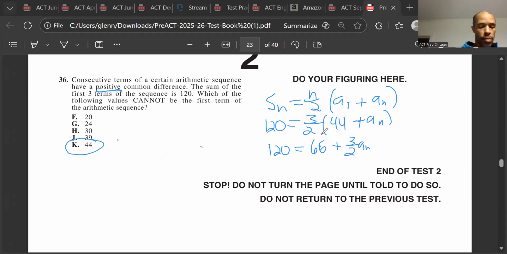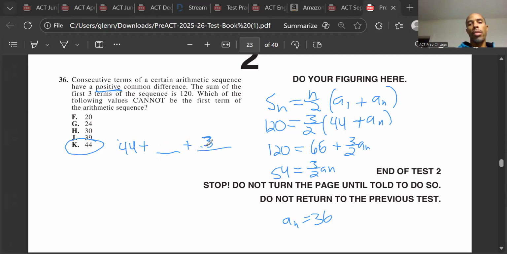And then we do 120 minus 66. That's 54 equals 3 over 2, a sub n. Multiply that by 2/3. 54 divided by 3. So that would be 36. So a sub n would be equal to 36. Now that's a problem because what? Because if 44 is the first term, and then 36, that means that this is not a positive common difference. That's a negative common difference because you have to go down. Hope you guys got that.